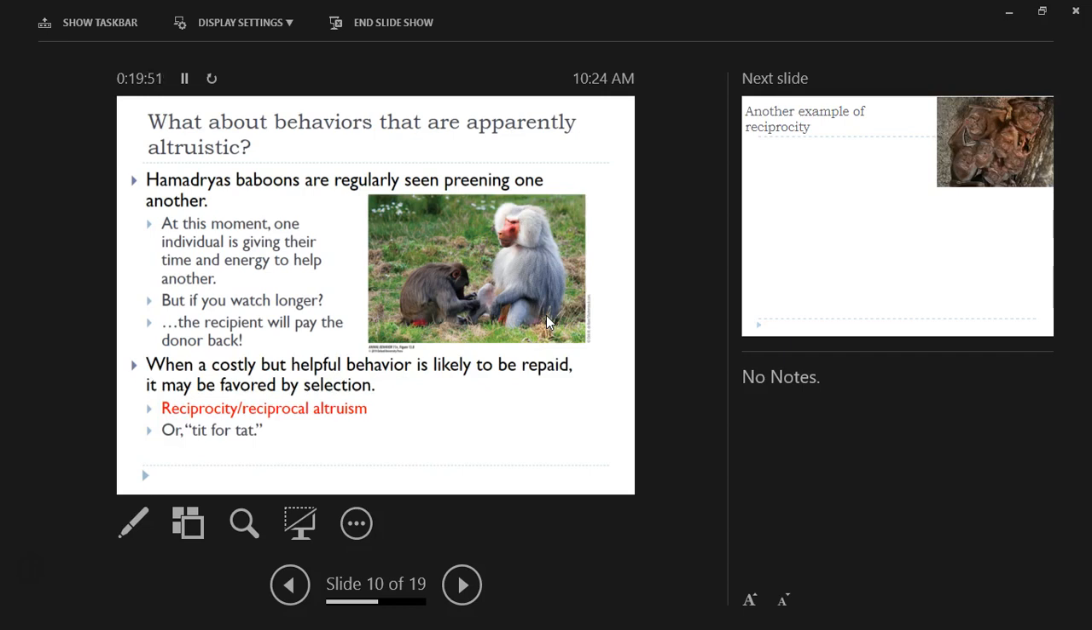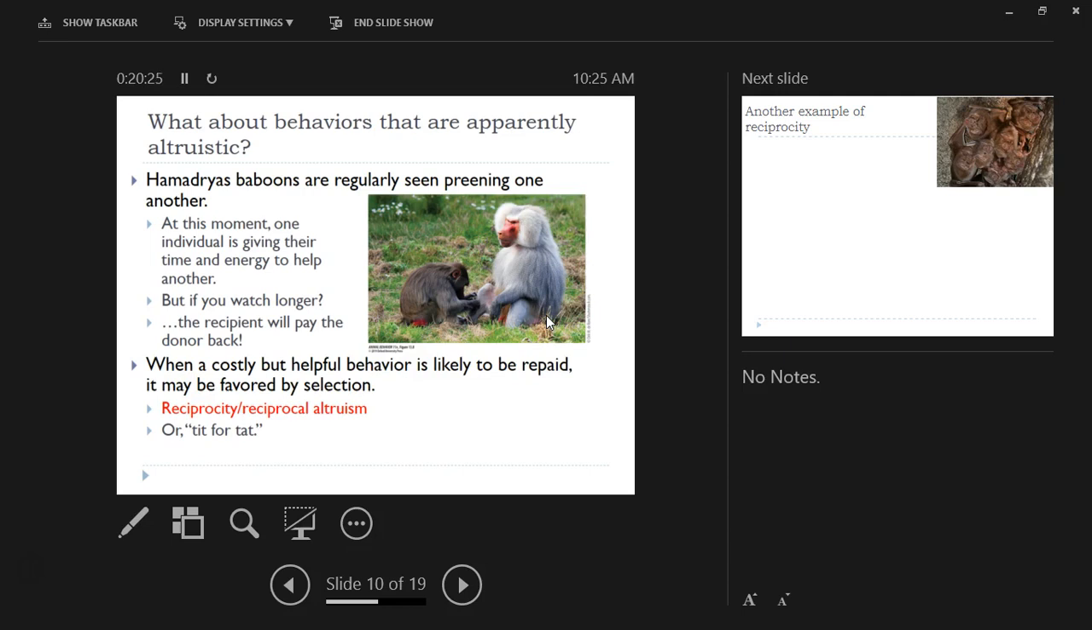So this is a scenario where it's not just that your benefit is delayed, but it eventually will be paid back by the same individual that you're currently helping. Originally it was called reciprocal altruism, but a lot of times now we just call it reciprocity. This is, again, tit for tat. I'll scratch yours if you'll scratch mine. And so in this way, it is another scenario where you have a mutual benefit for both individuals that are part of the relationship.